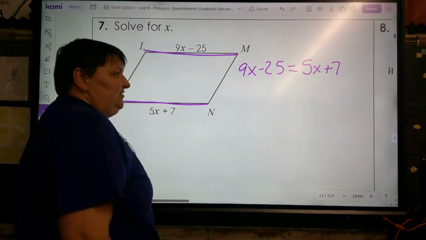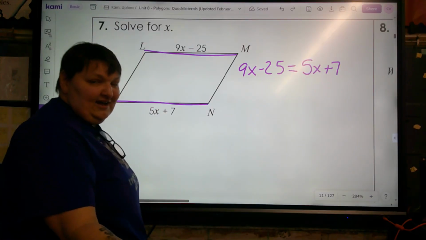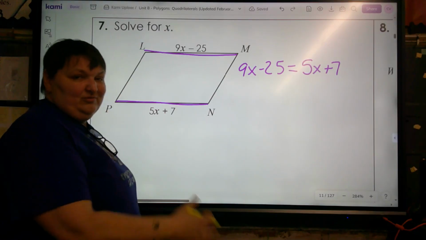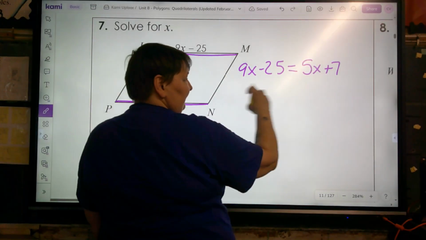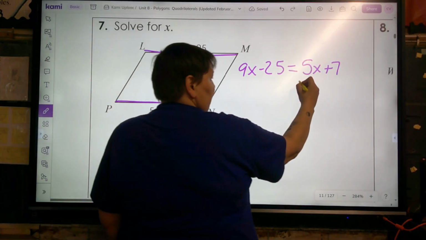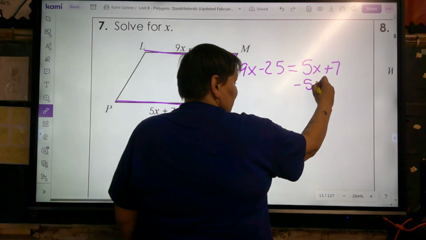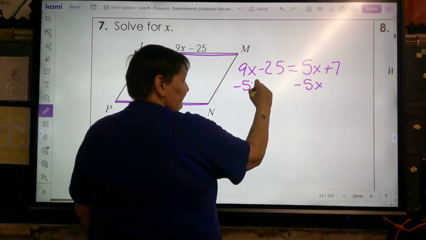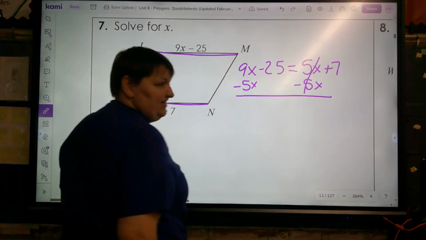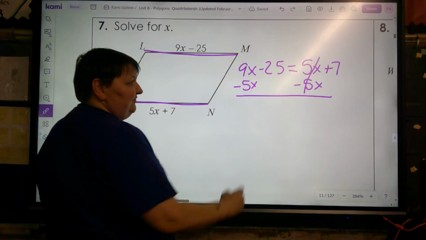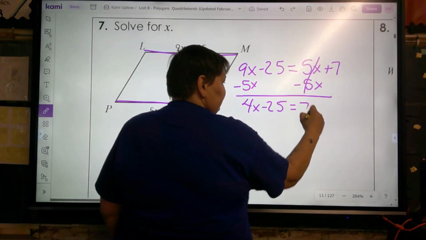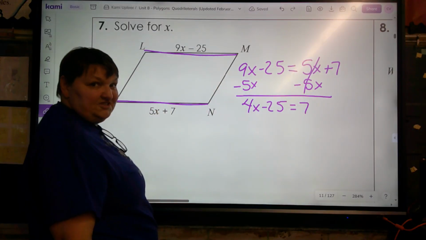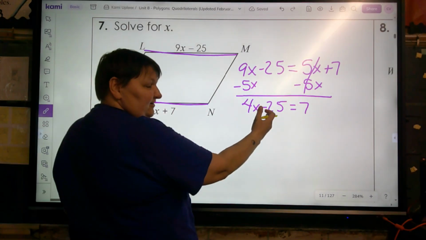So all we have to do is isolate the x. Remember, to isolate the x means to get it by itself. We need to get rid of everything else. Alright, so start by moving 5x over here by subtracting 5x from both sides, which cancels that term. It leaves you with 4x minus 25 is equal to 7. Now it's just a basic 2-step equation.